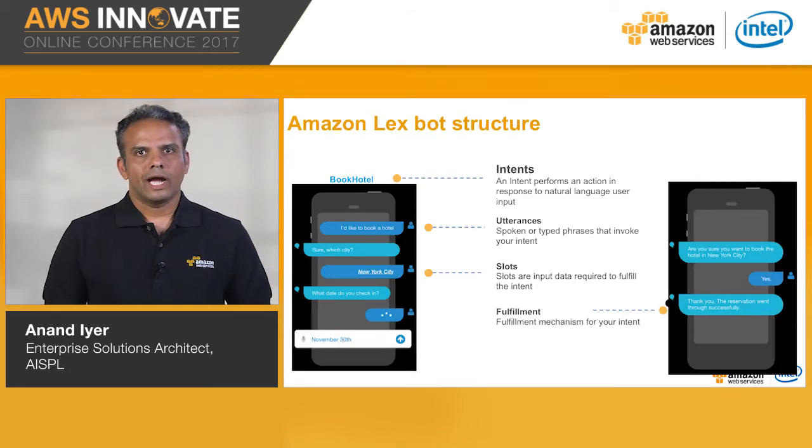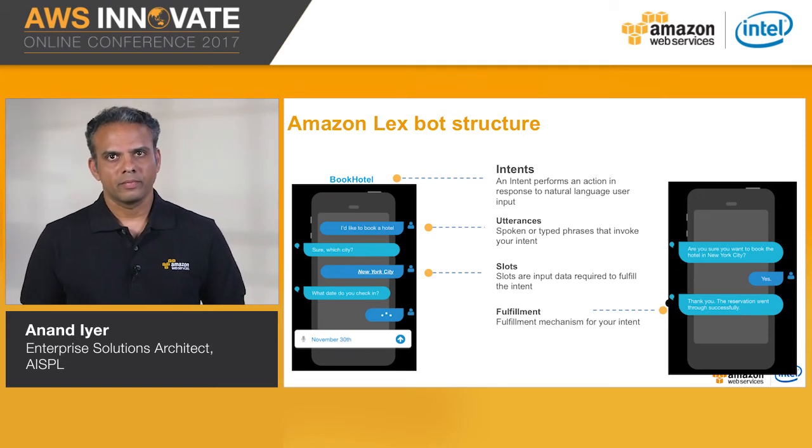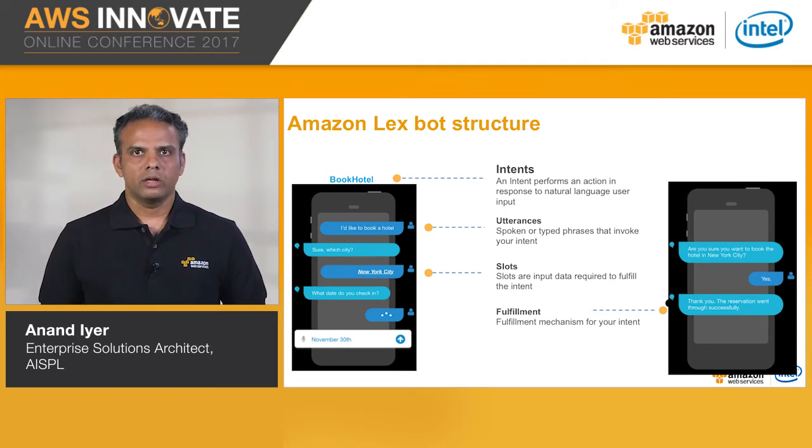Let's take a quick look at the principal Amazon Lex concepts. A bot contains all the components of a conversation. An intent represents a goal that the bot's user wants to achieve. Example, buying a plane ticket, scheduling an appointment, or getting a weather forecast, and so on and so forth. An utterance is a spoken or typed phrase that invokes an intent. I want to book a hotel, or I want to order flowers, are two simple utterances.